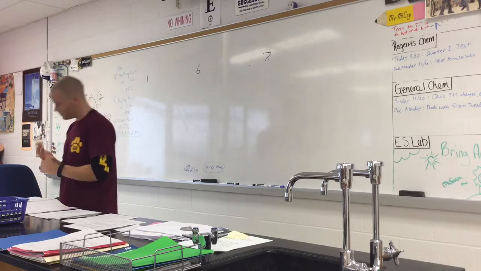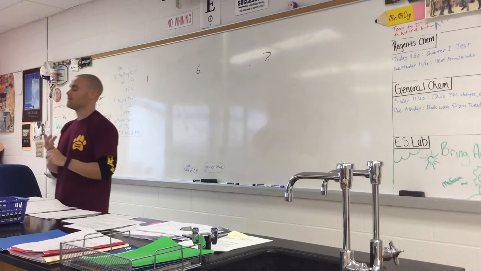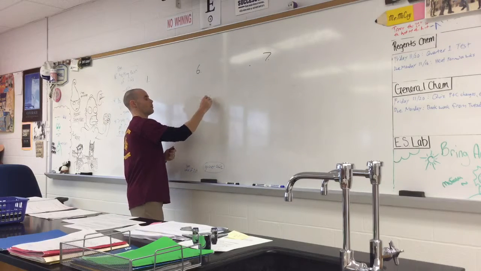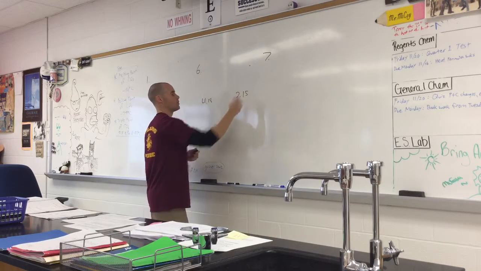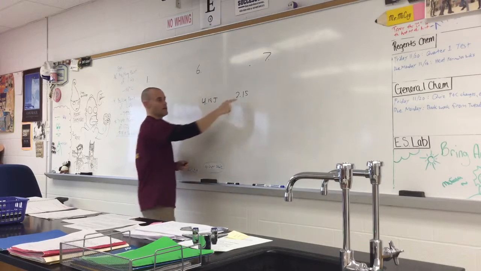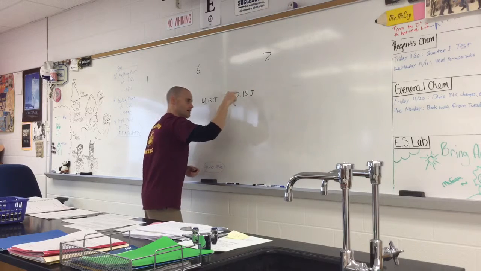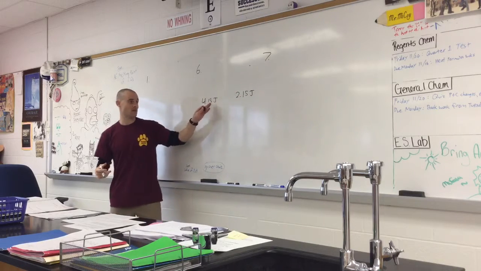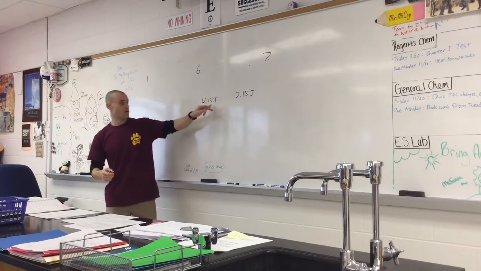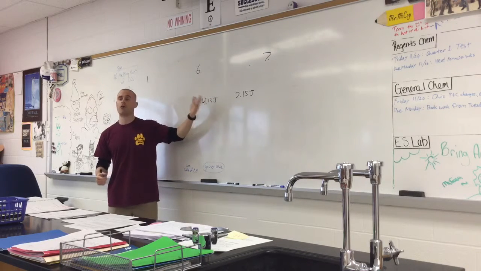Acetone specific heat is 2.15. Water is 4.18, right? So you don't have to write this, but water is 4.18, acetone is 2.15. So that means if I have 1 gram of water, it takes that much energy to raise it 1 degree. If I have 1 gram of acetone, it takes almost half as much energy to increase that same amount, right? So water is going to heat up almost twice as slow.